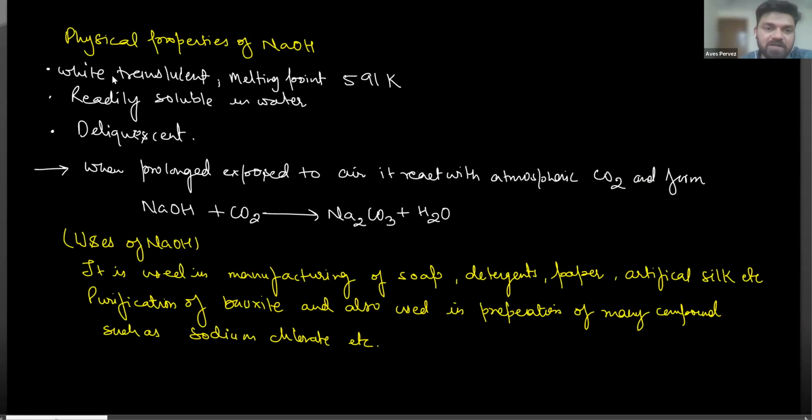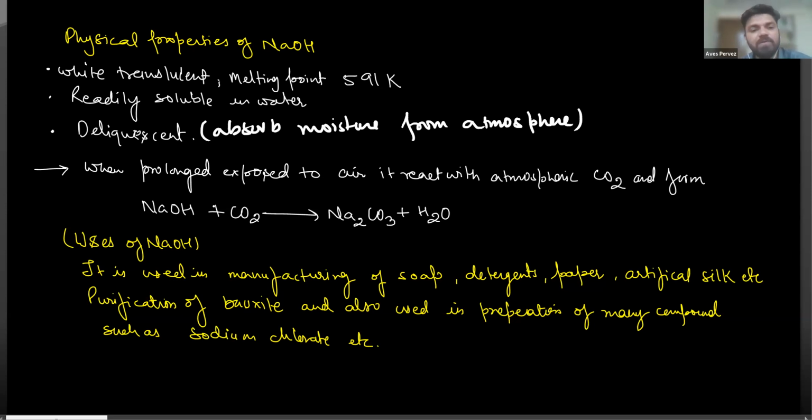Now note down the physical properties of NaOH. It is white, translucent, with a melting point of 591 Kelvin. It is readily soluble in water; readily means it can dissolve spontaneously. It is deliquescent, meaning it absorbs moisture from the atmosphere. When kept for a long time, it reacts with atmospheric carbon dioxide and forms sodium carbonate. And write down the uses also.